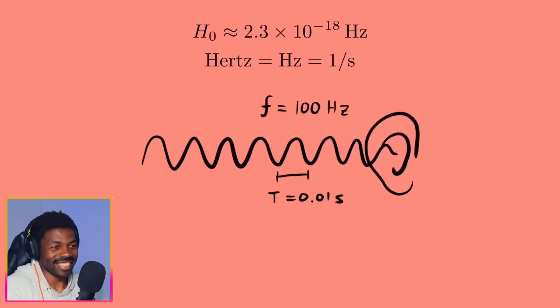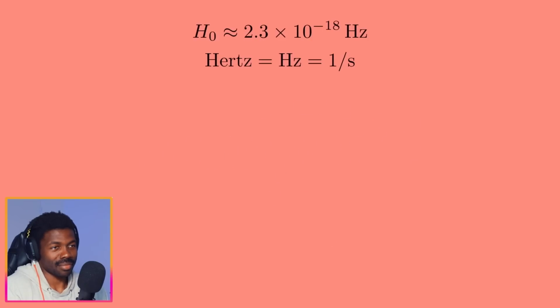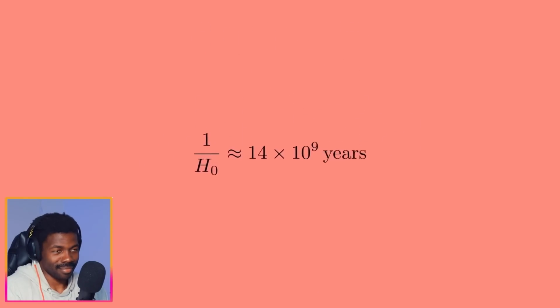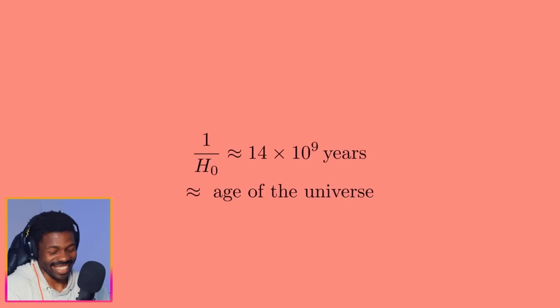So you can see that the period of a periodic process, measured in seconds, is the reciprocal of the frequency, measured in Hertz. So to make sense of the Hubble constant, let's flip it upside down to get a number in seconds. Converting gives about 14 billion years, which is a very rough approximation for the age of the universe.